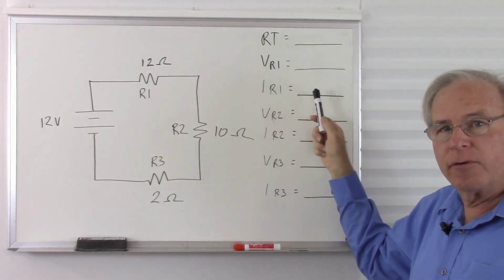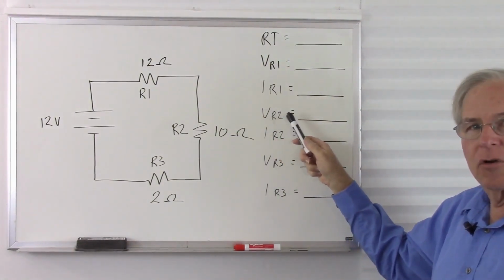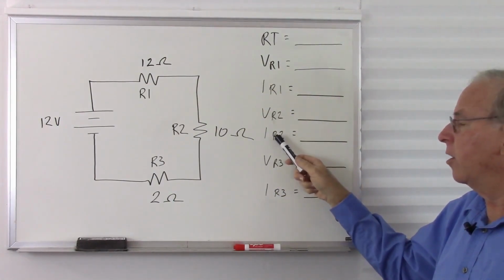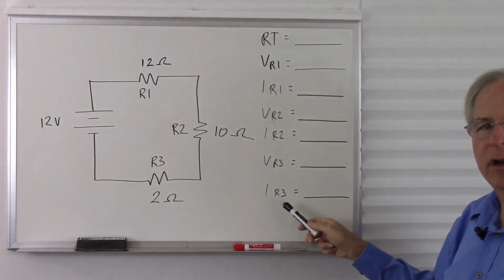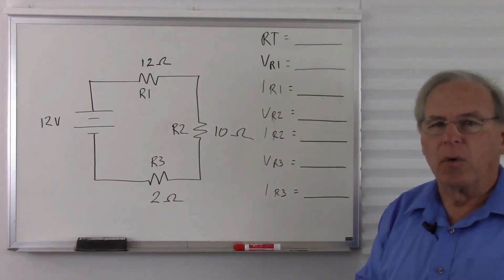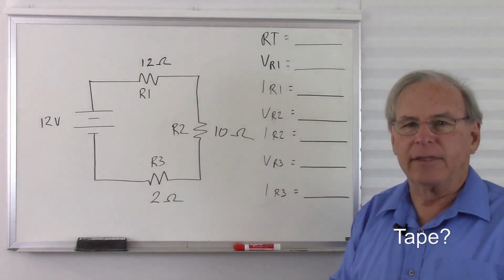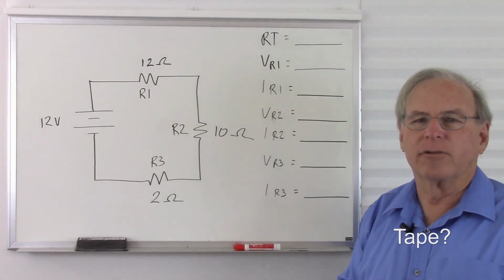What is the current through R1? What is the voltage across R2? What is the current through R2? And what is the voltage across R3? And what is the current through R3? Go ahead and pause the tape, calculate this, and then come back and we will look at the answers.